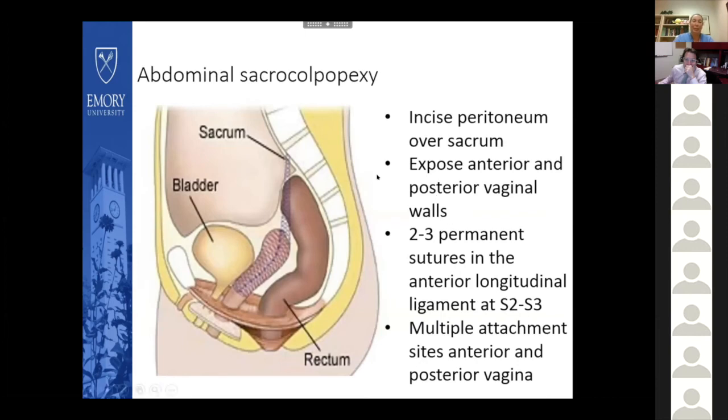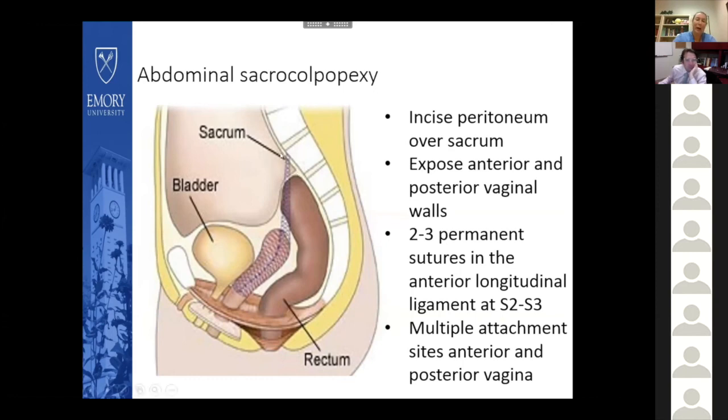All right, moving on to abdominal sacrocolpopexy. These are done abdominally, or they can be done robotically or open. We usually do them robotically. It's a lot easier to do them robotically, actually, because suturing on the posterior wall of the vagina is very hard to do open.